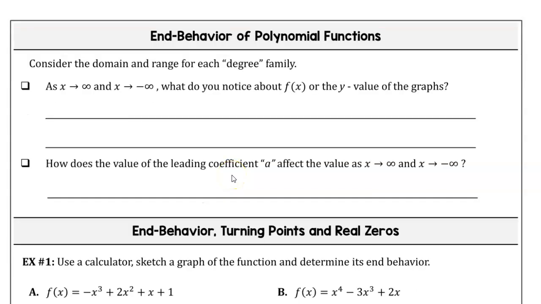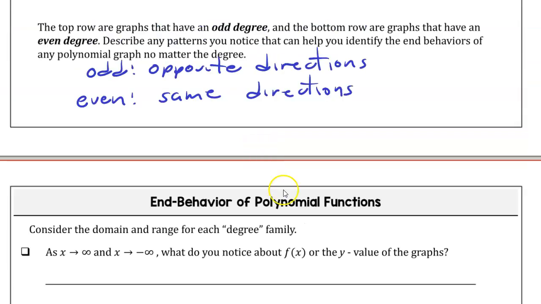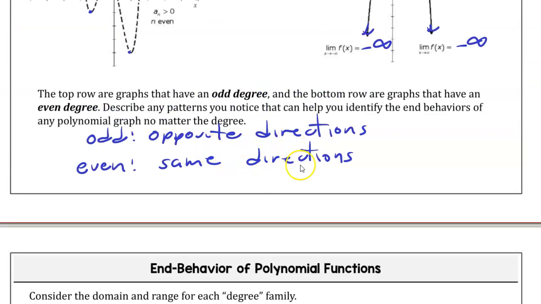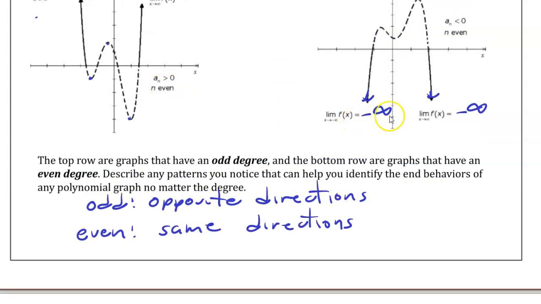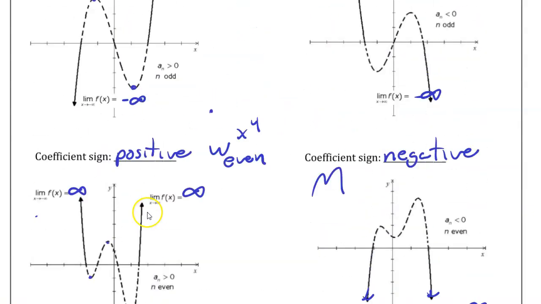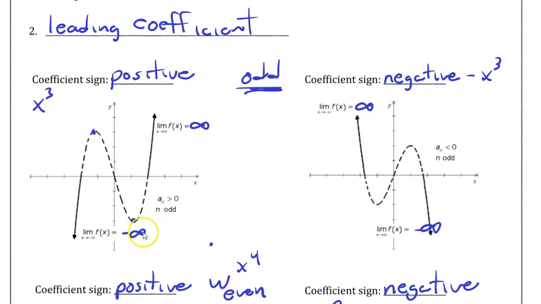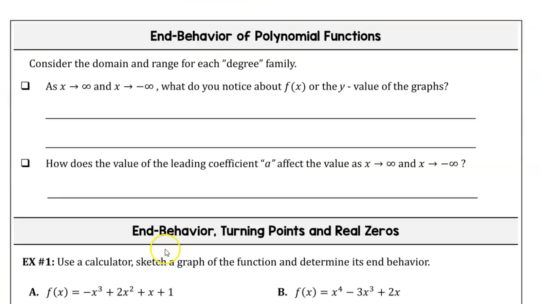Okay, so consider the domain and range for each degree family. As x approaches infinity and x approaches negative infinity, what do you notice about f of x, or the y values of the graph? Another way of looking at this is that if they go the same direction, they have the same answer. If they go opposite directions, they have opposite answers. One's positive, one's negative. So that's just another way of phrasing this, to make full sense of everything. We can write this a number of ways, but basically that's the sentiment.